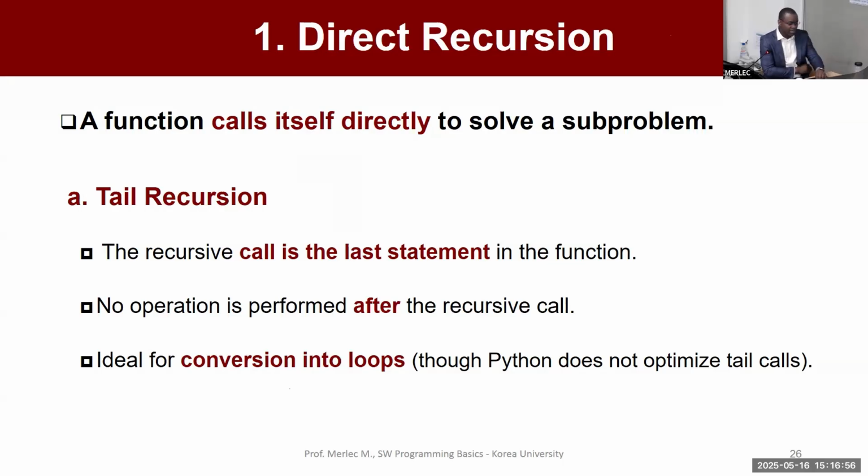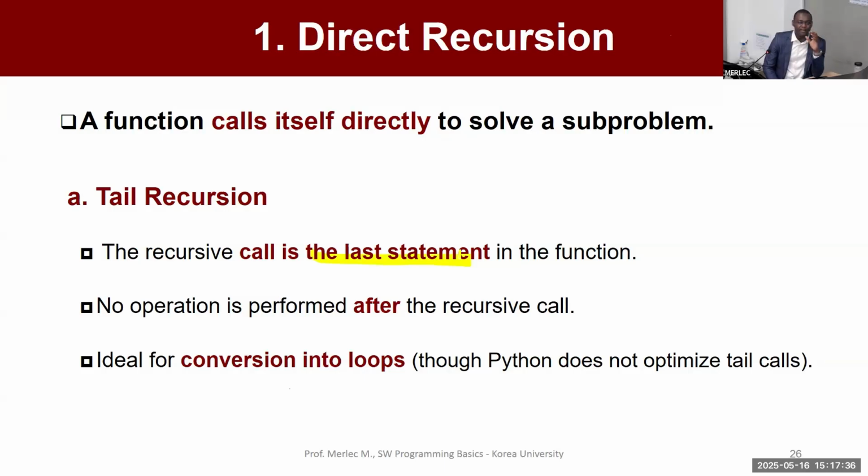Direct recursion is when a function calls itself directly to solve a problem. So when the call is made directly by a function itself, this is a kind of direct recursion. As a subset of direct recursion, we have the tail recursion. Tail recursion is a type of recursive call which is made in the last statement of the function.